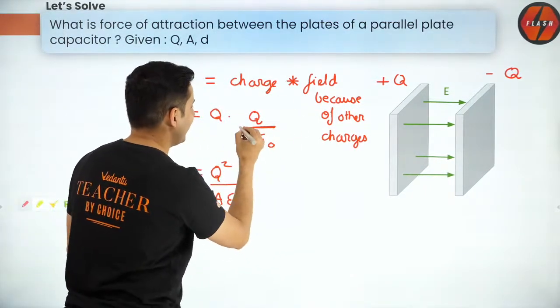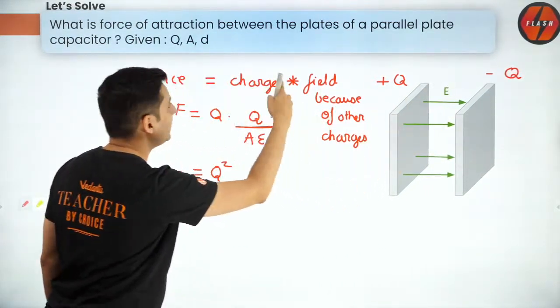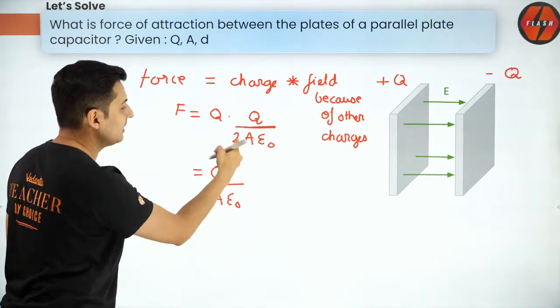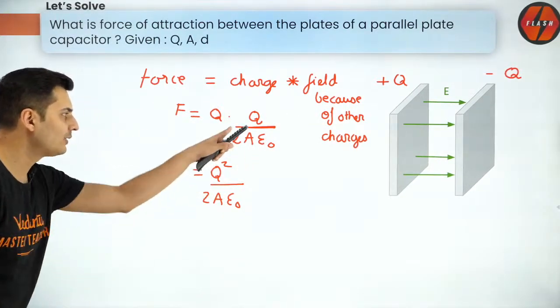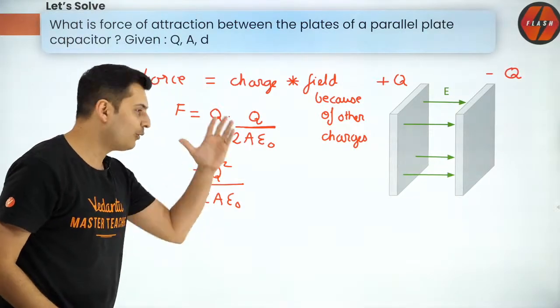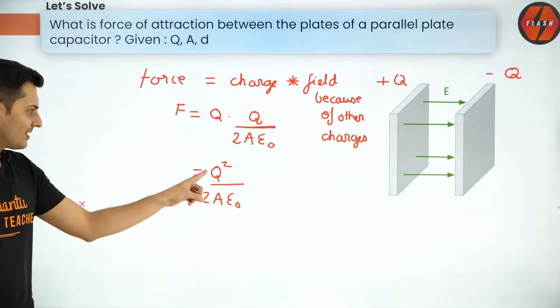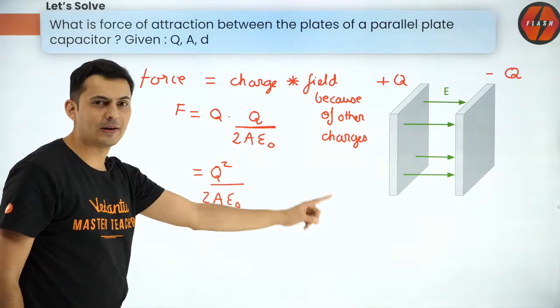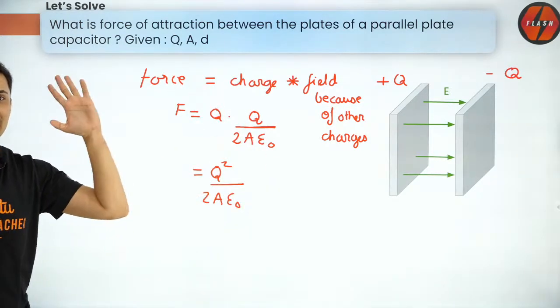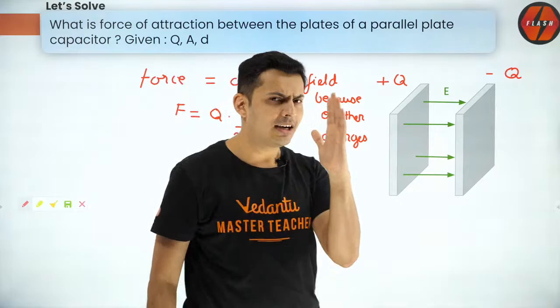So hence understand the field should be only because of one plate, which is E by 2. So there is a 2 factor which will come over here. So it is half of what you would expect. Yes, it is Q square by 2A epsilon naught. That's the final answer. I hope this is clear, everyone. Has everyone understood this question?